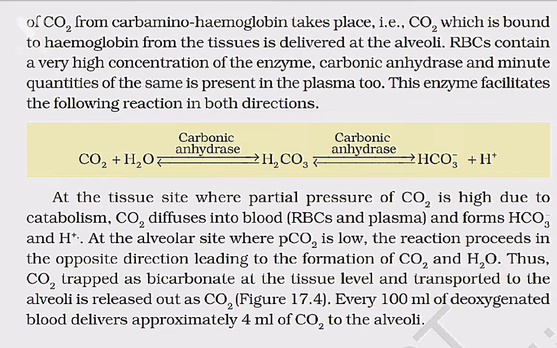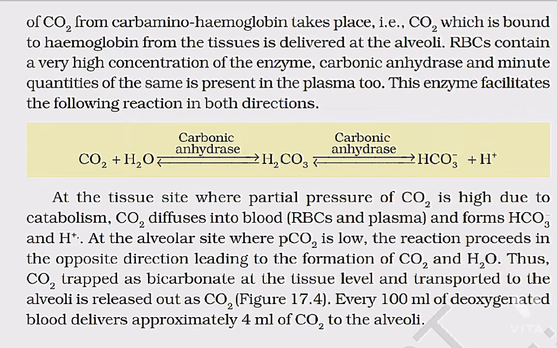RBCs contain a very high concentration of the enzyme carbonic anhydrase, and minute quantities of the same is present in the plasma too. This enzyme facilitates the following reaction in both directions. At the tissue site, where partial pressure of CO2 is high due to catabolism, CO2 diffuses into blood, RBCs and plasma and forms HCO3- and H+.